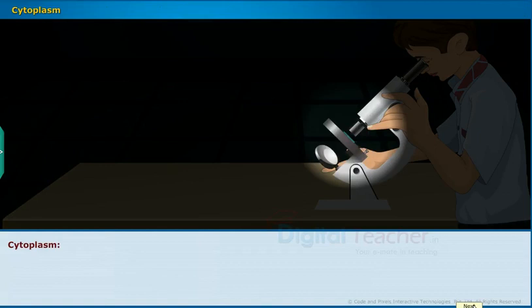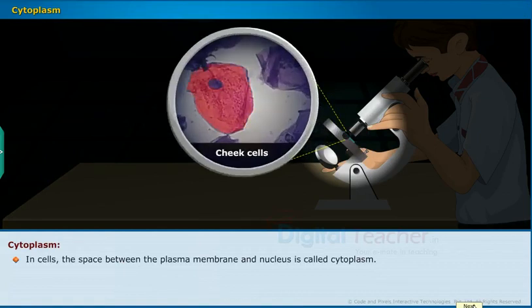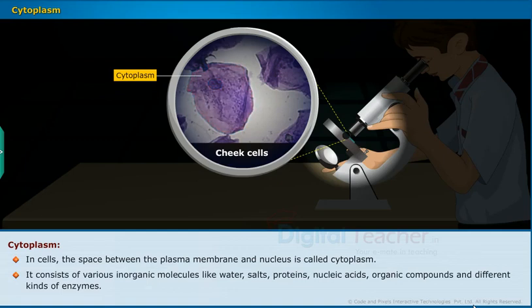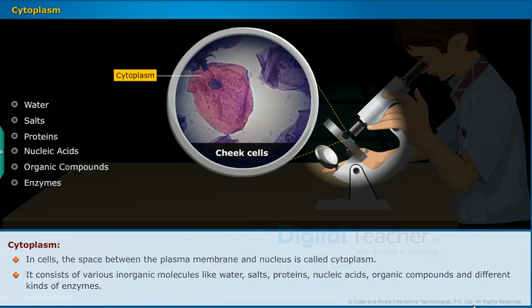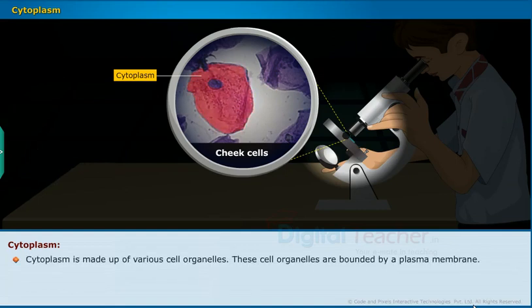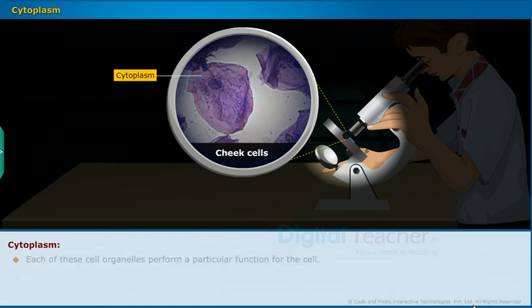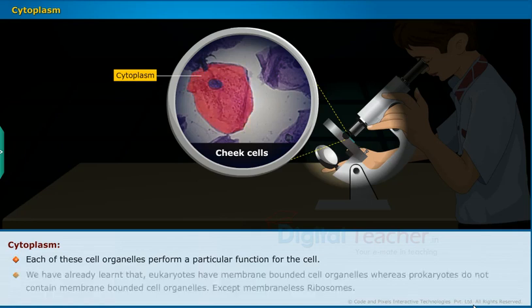Cytoplasm. In cells, the space between the plasma membrane and nucleus is called cytoplasm. It consists of various inorganic molecules like water, salts, proteins, nucleic acids, organic compounds, and different kinds of enzymes. Cytoplasm is made up of various cell organelles. These cell organelles are bounded by a plasma membrane. Each of these cell organelles performs a particular function for the cell.